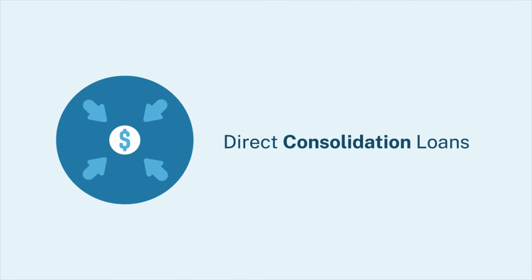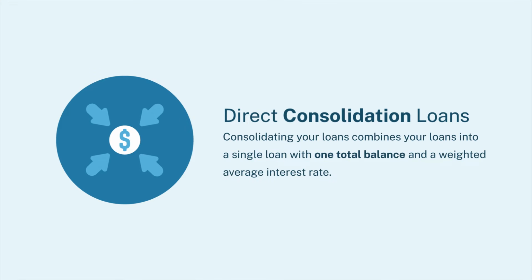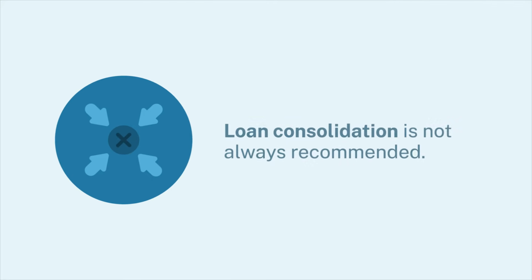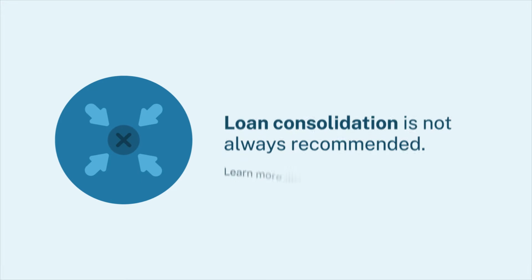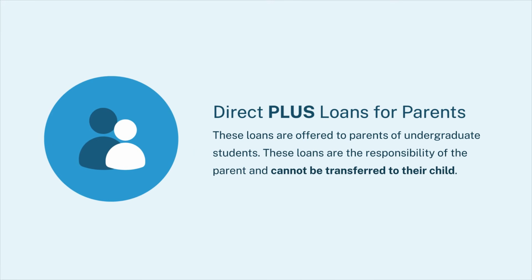A direct consolidation loan is created when you combine multiple federal student loans. When you consolidate your loans, the interest rate of the new consolidation loan will be a weighted average of the interest rates of the loans consolidated to create it. Loan consolidation is not always recommended, but there are specific situations when a direct consolidation loan can be beneficial. Learn more about loan consolidation by visiting studentaid.gov/consolidation.